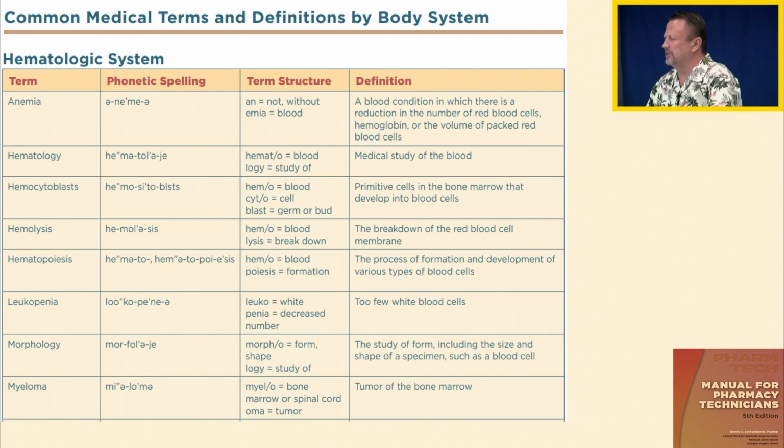Anemia is a blood condition where there's a loss of red blood cells. Hematology is the study of blood. Hemocytoblasts are primitive cells in the bone marrow. Hemolysis is to break down the red blood cells. Hematopoiesis means to form the red blood cells. Leukopenia means too few white blood cells. Again, morphology is the size and shape of specific blood cells. Myeloma is a tumor of the bone marrow.